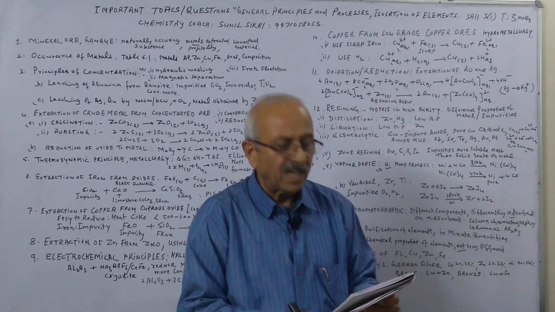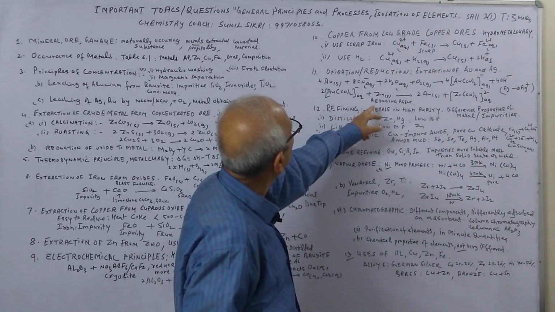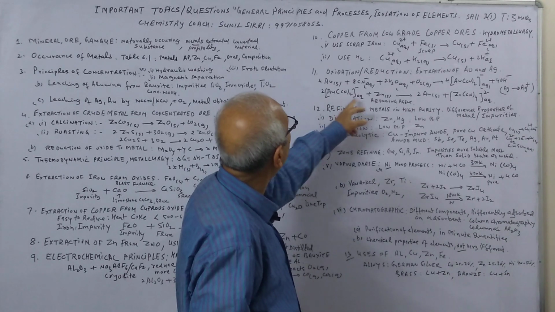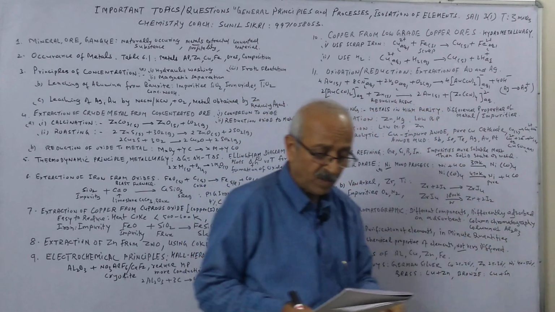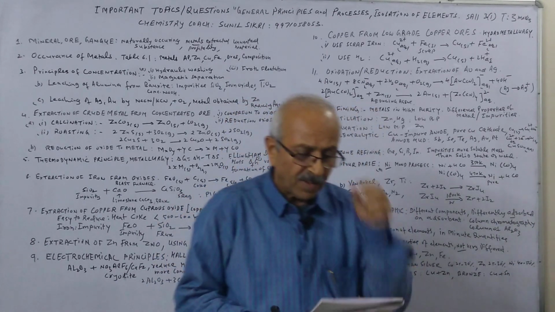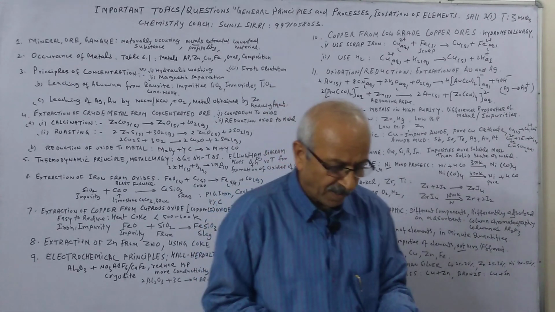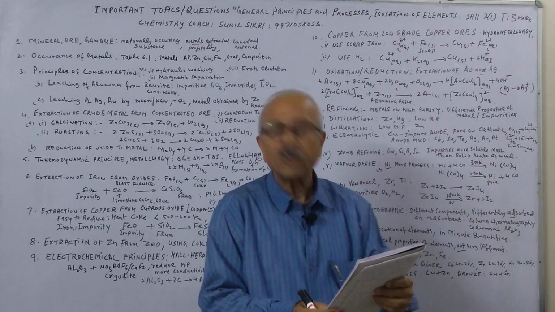What is the role of zinc in the extraction of Ag and Au? I have already explained. Zinc is used as a reducing agent. The cyanide complexes are there, zinc reacts and displaces gold. Zinc acts as a reducing agent. Name the method used for refining of copper. Electrolytic refining.